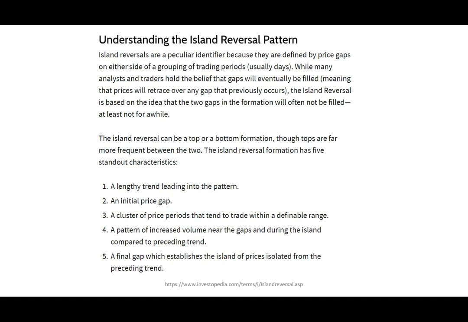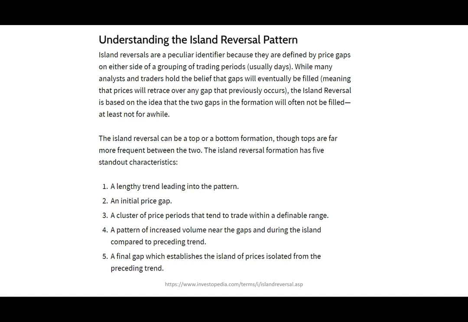All right. So how does it work? Island reversals are a particular identifier because they are defined by price gaps on either side of the grouping of trading periods. So while many analysts and traders hold the belief that gaps will eventually be filled, meaning that prices will eventually retrace and close those gaps, we talk about that quite a bit, the island reversal is based on the idea that two gaps in the formation will not be filled, at least not for a while.